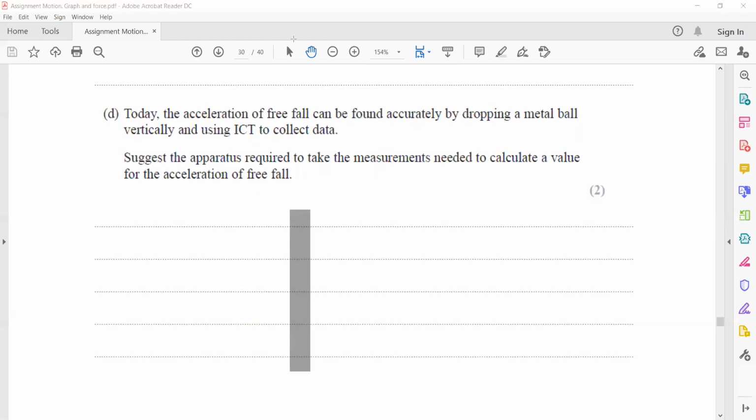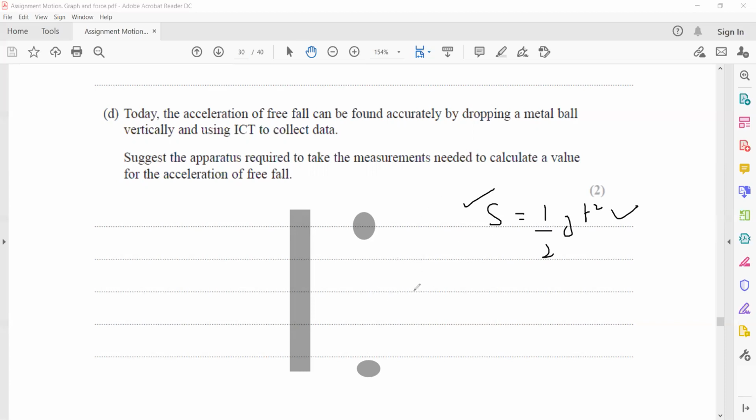First, we want to measure a distance and the time, because using this we can work out the formula. s = ut + 1/2 at², and if the initial velocity u is 0, then s = 1/2 gt².